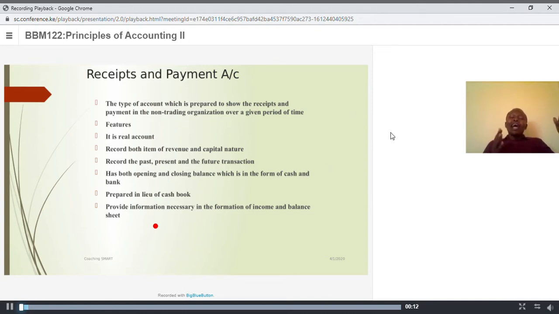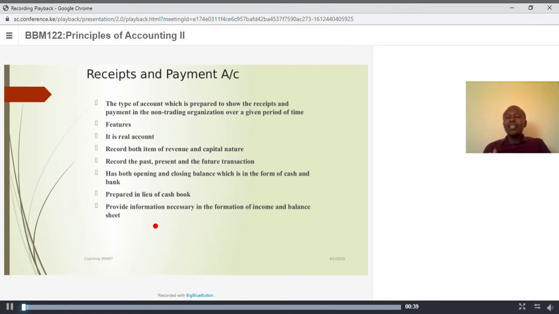So in our understanding, we are saying when you are preparing a trading account, you prepare a cash book. When you are preparing a non-trading organization's account, you prepare a receipts and payment account. So have this in mind. Instead of preparing a cash book, you are preparing a receipts and payment account. So the receipts and payment account is equivalent to the cash book.